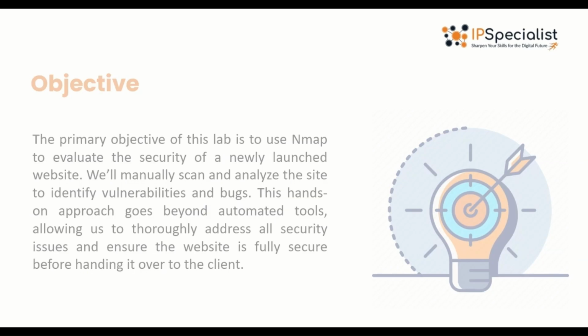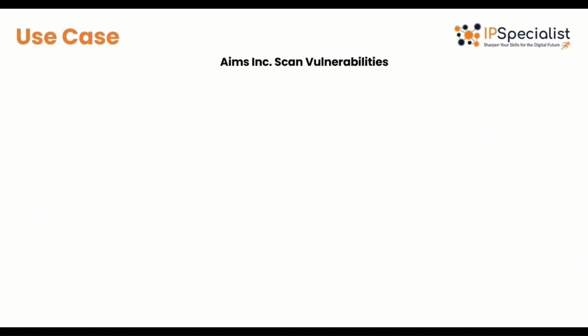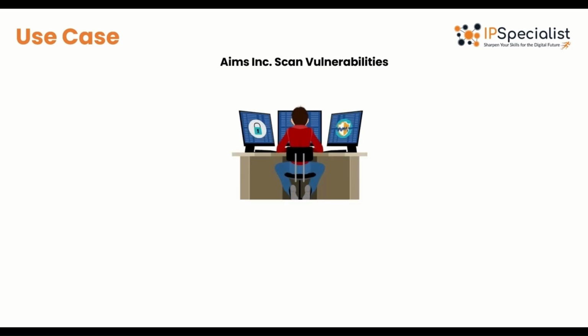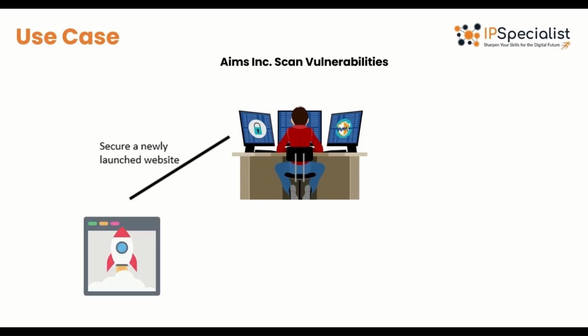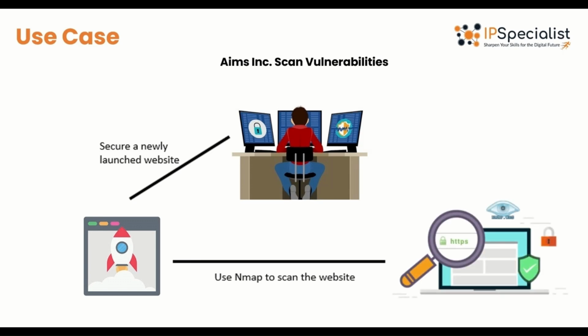Before starting our lab demonstration, let's consider a scenario. David, a cybersecurity analyst at Ames Incorporation, a software company in Dallas, Texas, is tasked with ensuring the security of a newly launched website before it's handed over to the client. The company uses Nmap, a popular tool among hackers and system administrators, to scan the websites. Nmap helps discover critical information such as connected devices, open ports, running services, and the presence of firewalls to identify and remove any vulnerabilities or bugs.